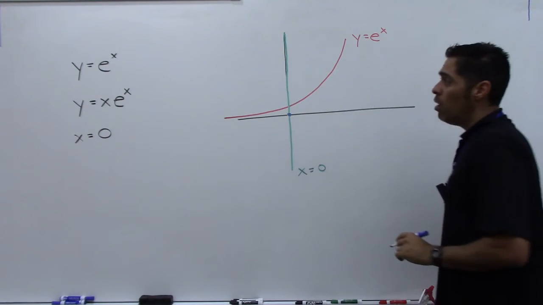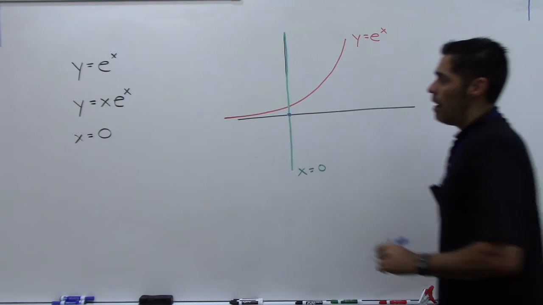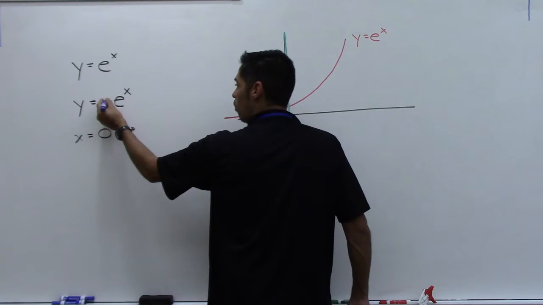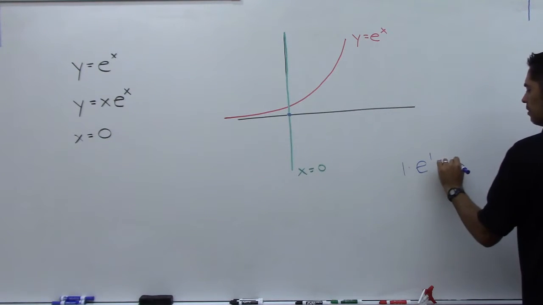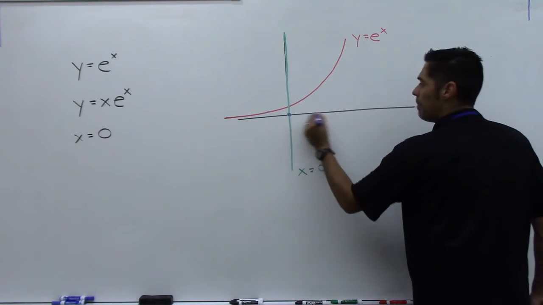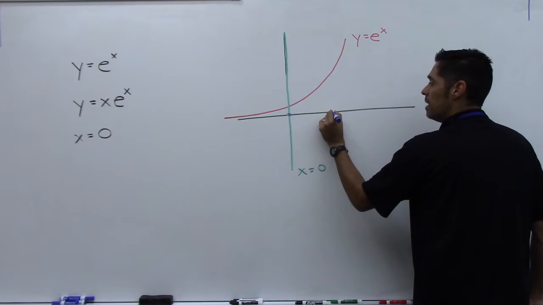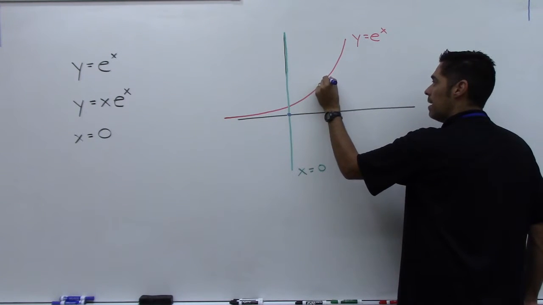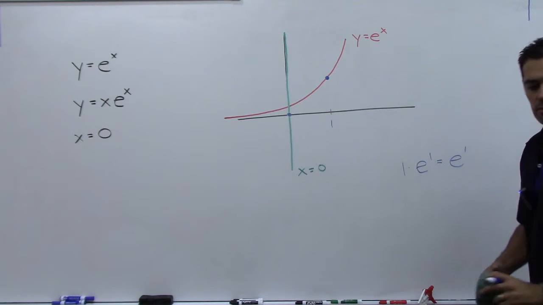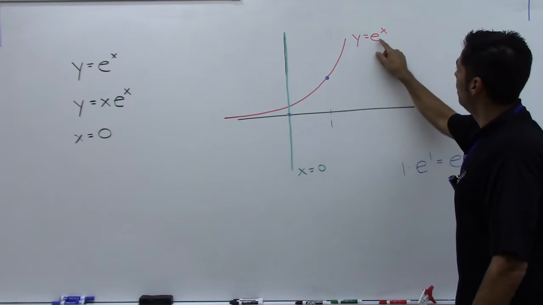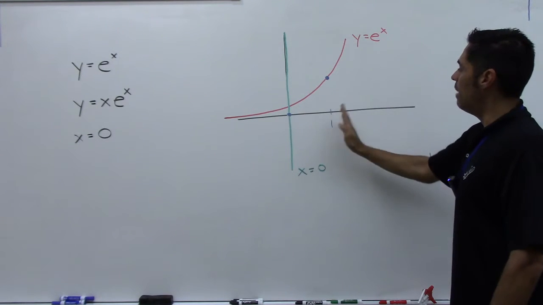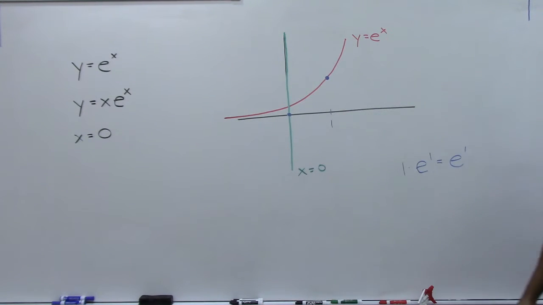If I plug in 1, I get 1 times e to the 1, which is equal to e to the 1. So at 1, I should be at e to the 1, and that's actually right here. The reason is that on the red curve, if I plug in 1, I also get e to the 1. So at 1, the red one and the blue one are the same.